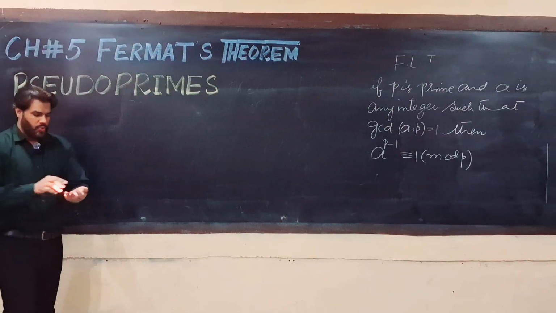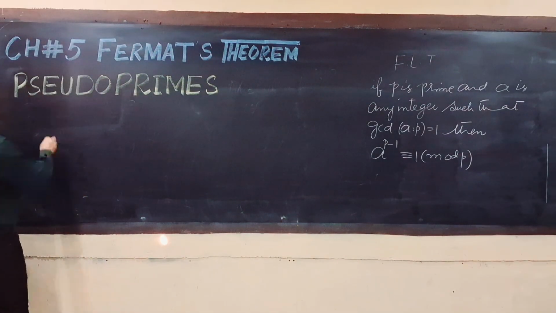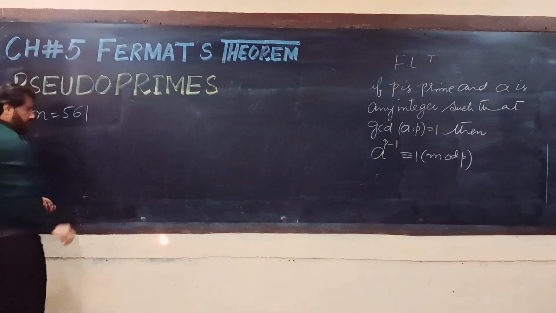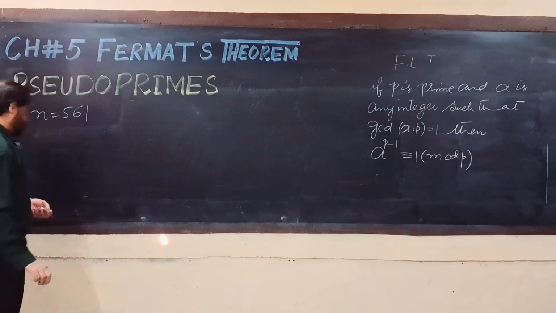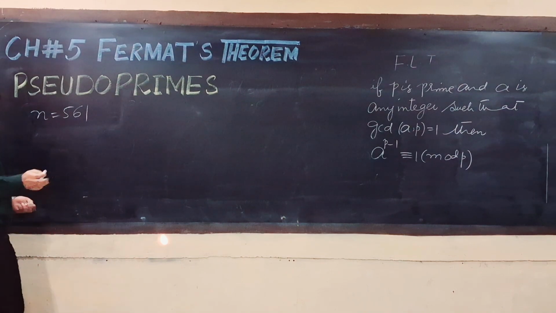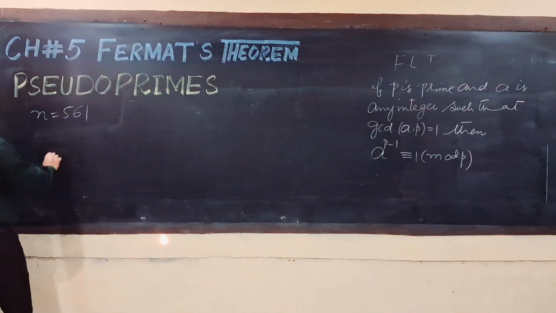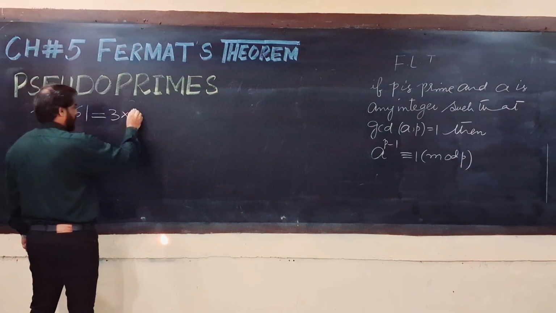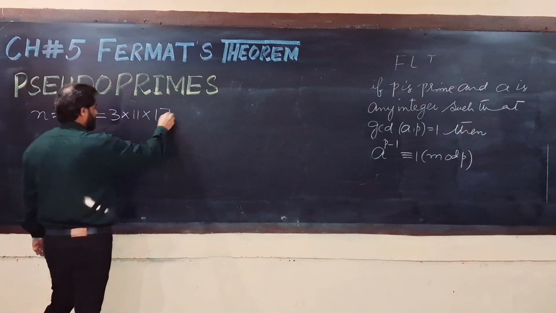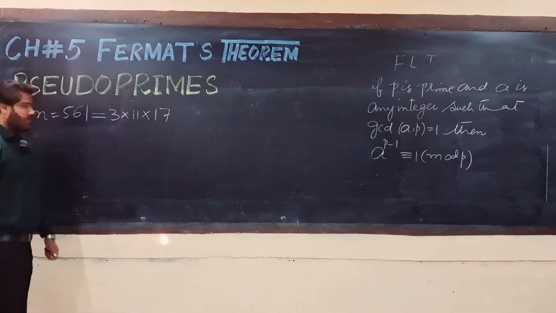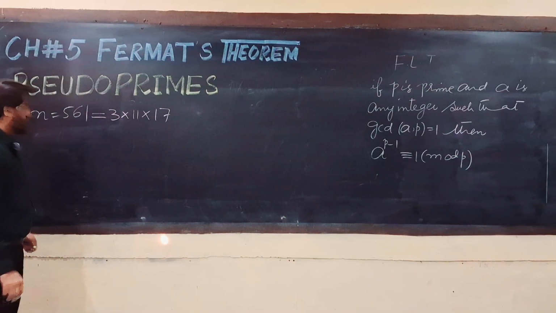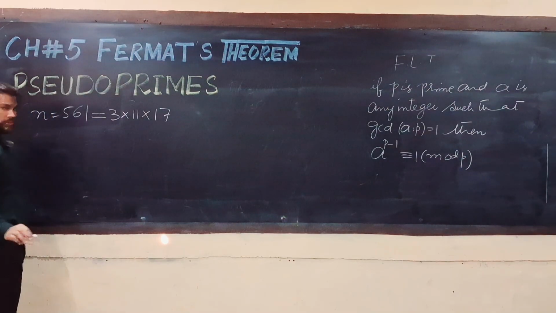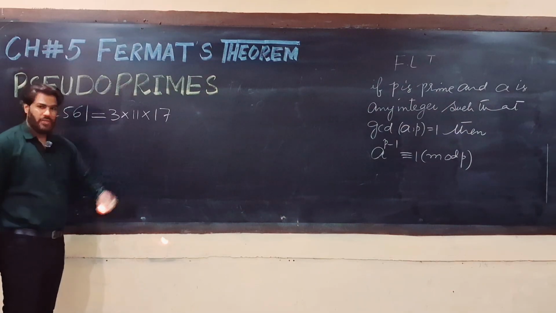Next, we show that n equal to 561 is a Fermat Pseudoprime for base 2 also. What is the procedure? Firstly, we will make its prime factorization. Its prime factorization is simply 3 into 11 into 17. This is the prime factorization of 561. There are three distinct prime factors here. We will use Fermat's Little Theorem for each of these prime factors.